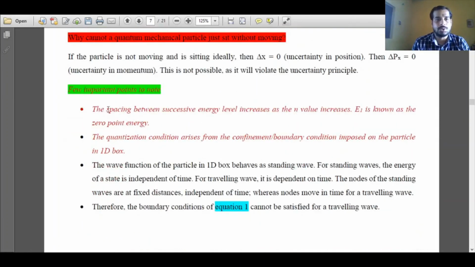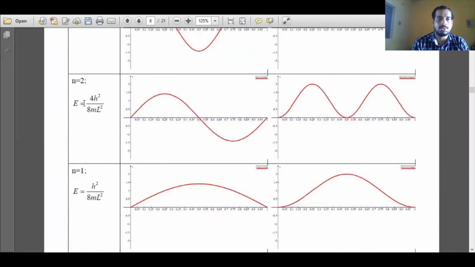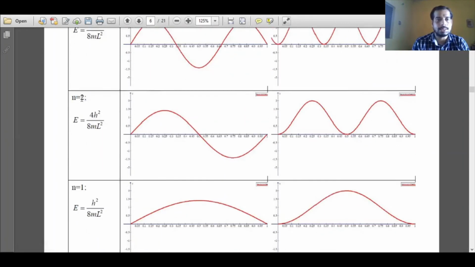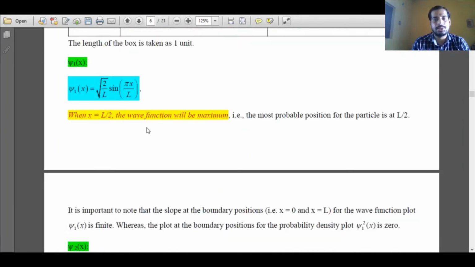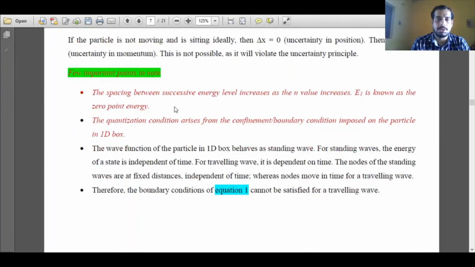Then there are a few other important points. The spacing between successive energy levels increases as the value of n increases, because energy depends upon n squared. So between n equal to 2 and n equal to 1, there is a 4-fold increase in energy value. Similarly, between n equal to 3 and n equal to 1, there is a 9-fold increase in energy value. So as the n value increases, the spacing between successive energy levels increases.